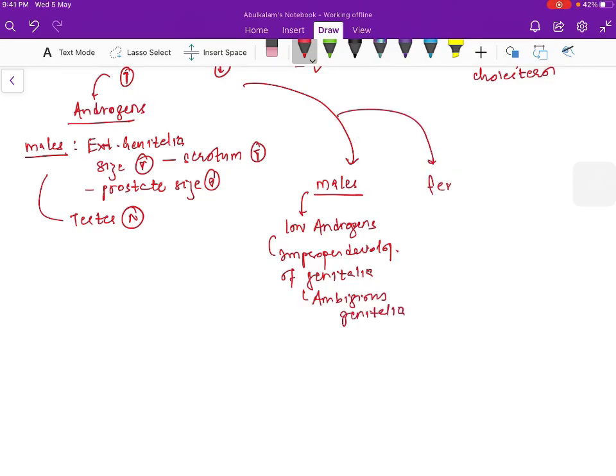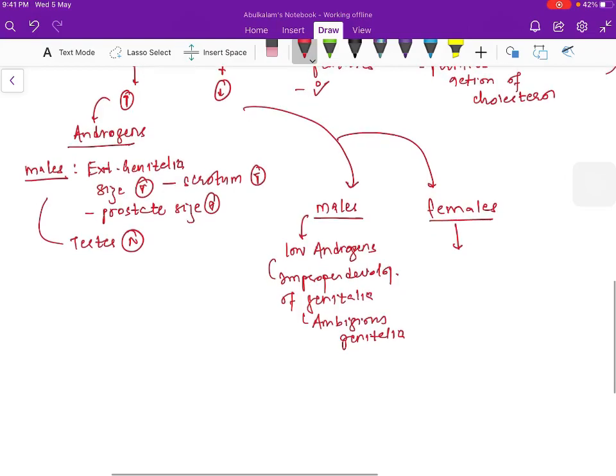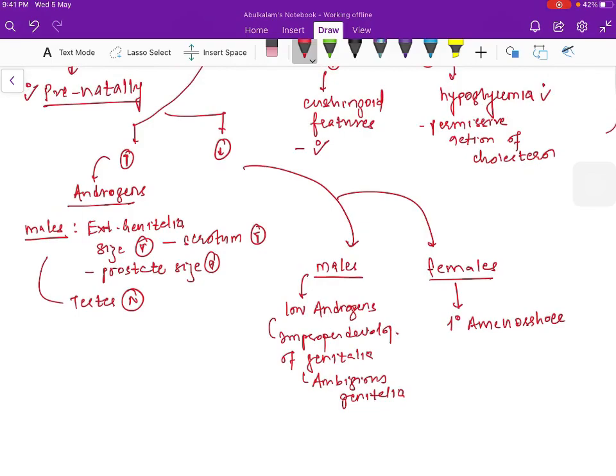What will happen in females? In females, the decrease in the level of androgens, right, will result in decreased levels of estrogen because aromatase converts DHEA to estrogen. As a result, the estrogen level will decrease and they will manifest with primary amenorrhea, right? So these are the features if the sex steroids are decreased.